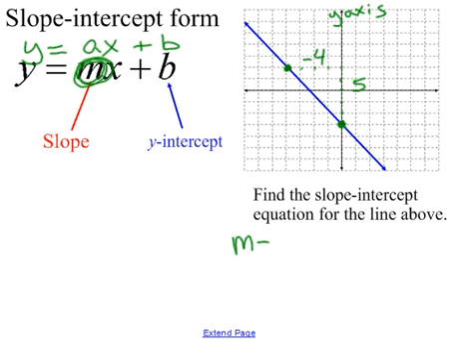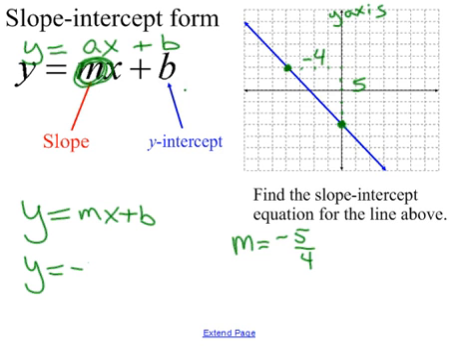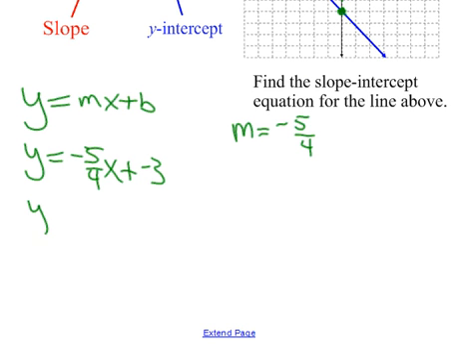So my slope is just -5/4. So now if I want to write the equation y equals mx plus b, I write y equals m, which is -5/4 x, plus my y-intercept, which I can see right from the graph that it is 1, 2, 3, -3, but we don't want to write plus and negatives, so we're going to write y equals -5/4 x minus 3.